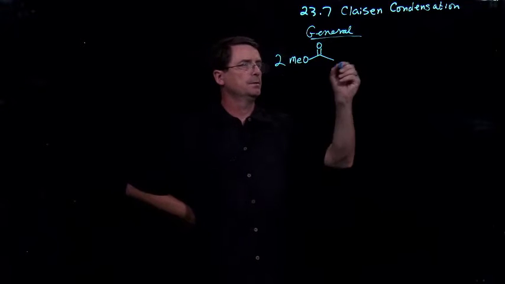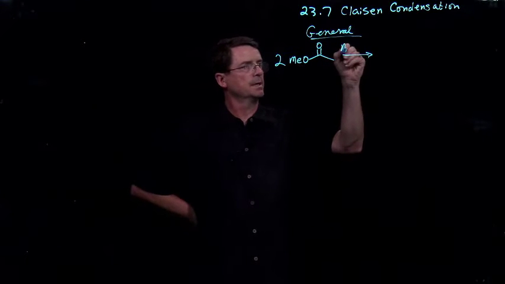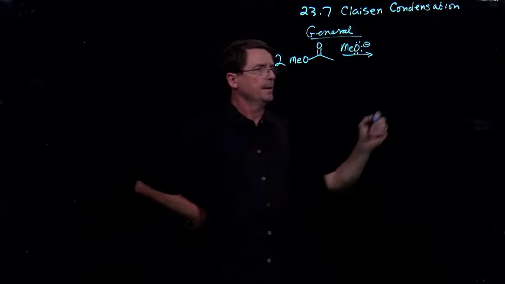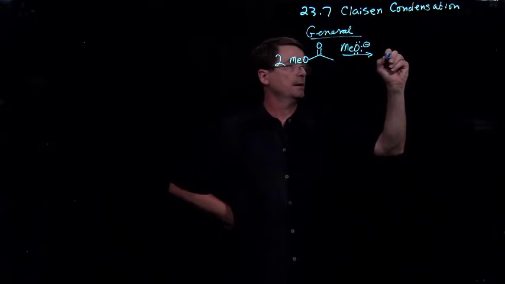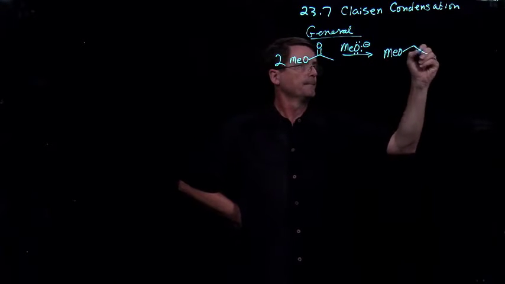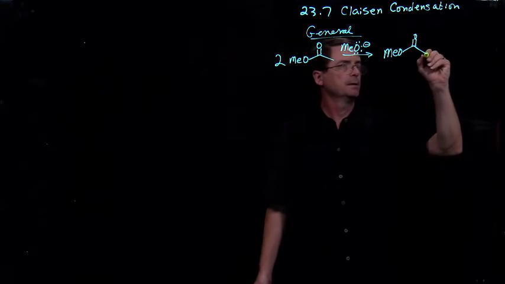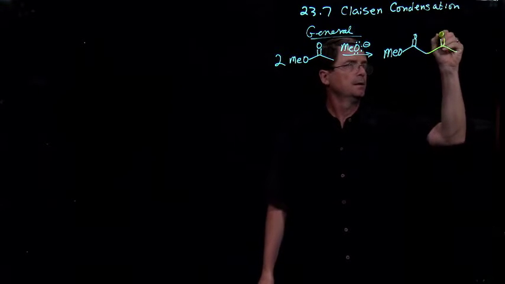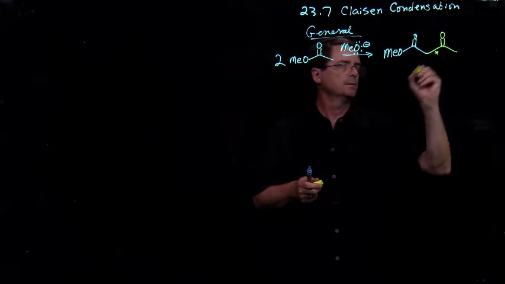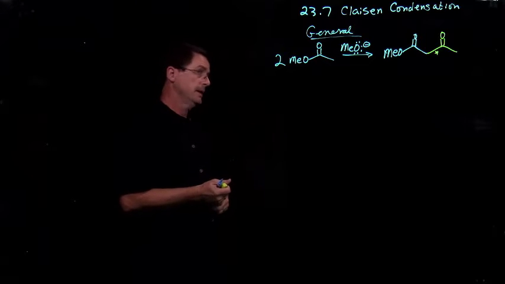And in fact, we need two of these. We need a base that matches the ester component. So in this case, this is going to be methoxide. And what we get as a product, there's the components of one of my esters, and there's the other. So the new bond that we've made is right here. And so what we make is a beta keto ester.